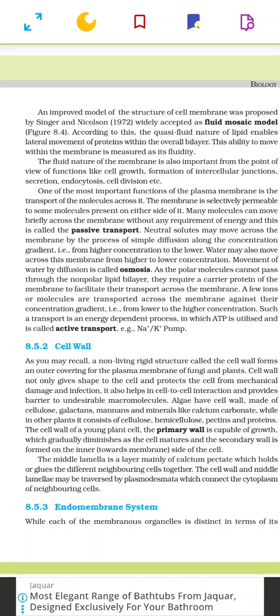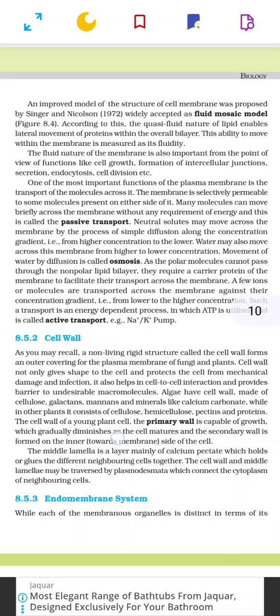As you may recall, a non-living rigid structure called the cell wall forms an outer covering for the plasma membrane of fungi and plants. The cell wall not only gives shape to the cell and protects it from mechanical damage and infection, it also helps in cell-to-cell interactions and provides a barrier to undesirable macromolecules.